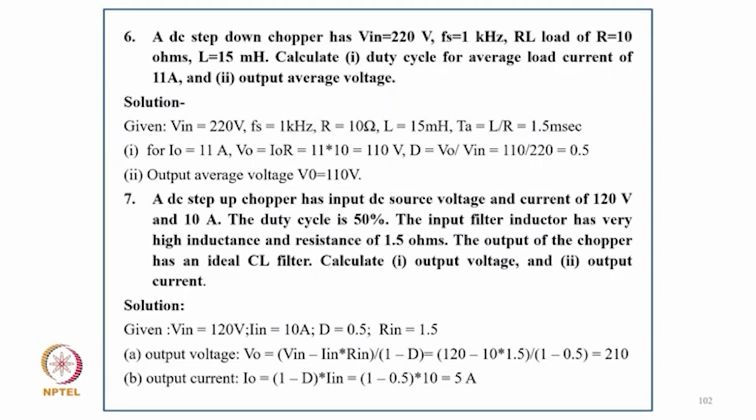So V in equal to 220, all data are given. So for I equal to 11, V equal to I0R, so it's 110, and D comes here 0.5, and output average voltage will be, that's 110 volt. So example 7, the DC step up chopper has input DC source voltage and current of 120 volt and 10 ampere. The duty cycle is 50%.